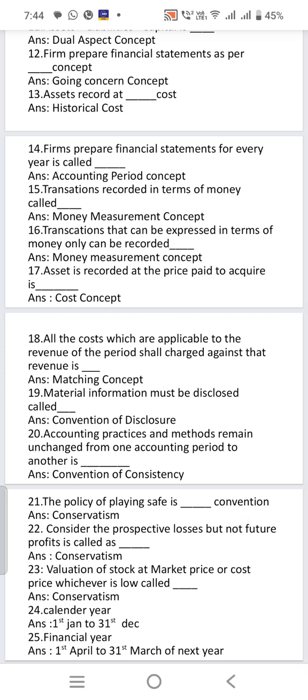The 21st question: the policy of playing safe is called. There is another convention, conservatism. Playing safe means always trying to be on the safe side. That is called the playing safe convention. That convention is called the conservatism convention. What is conservatism? Consider the prospective losses but not future profits.